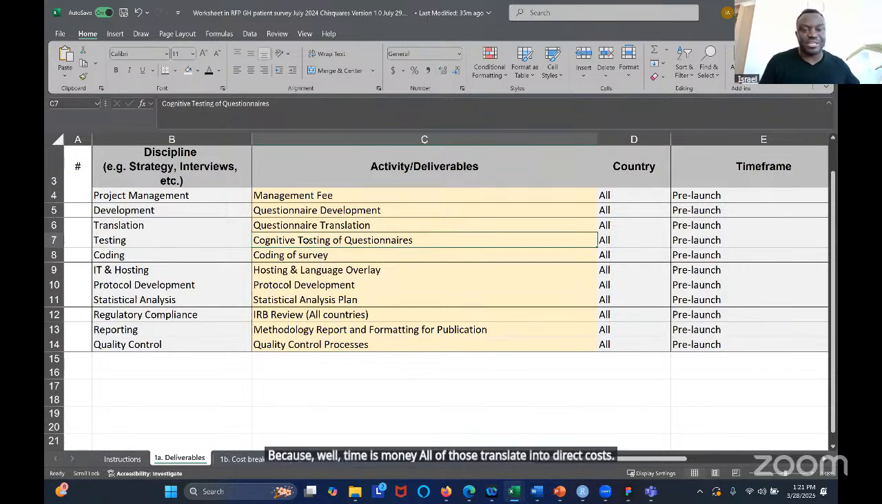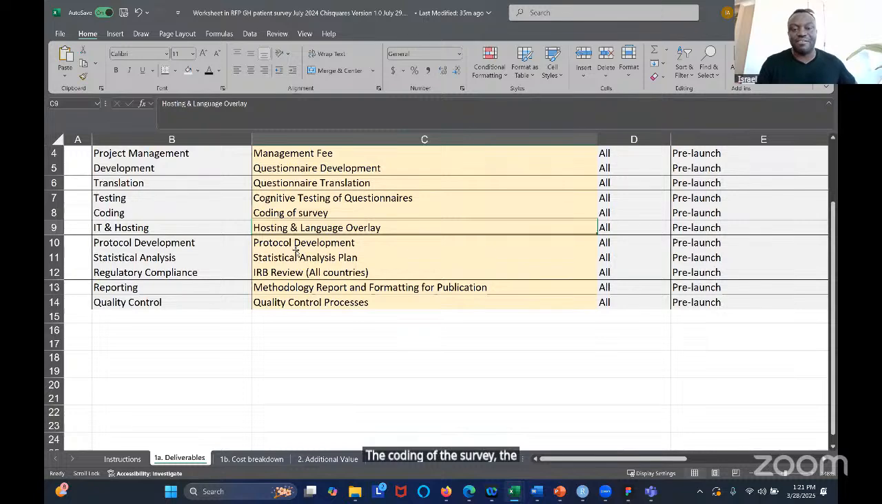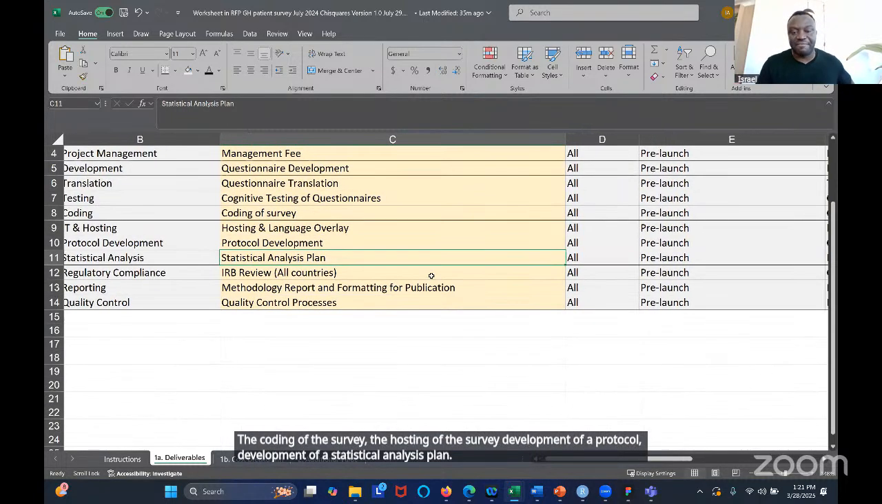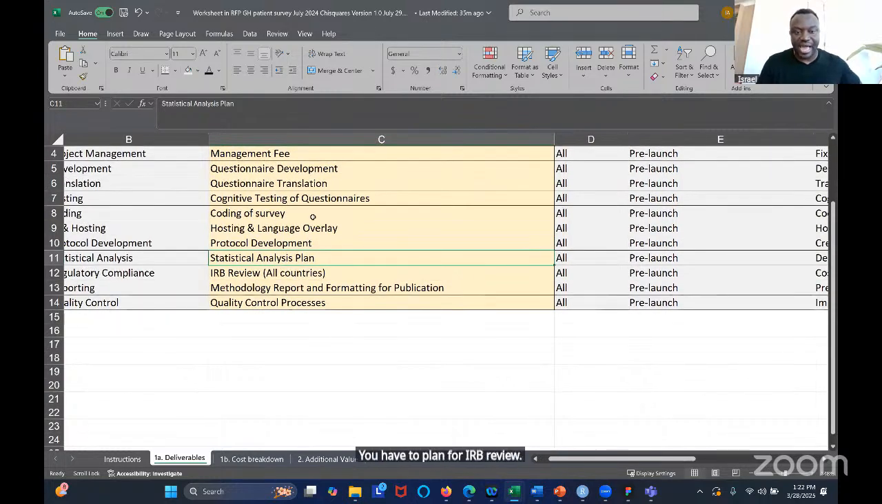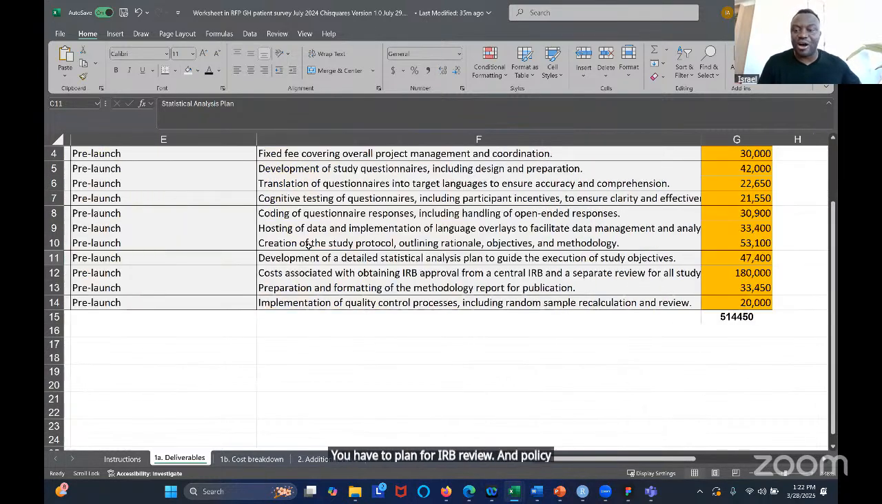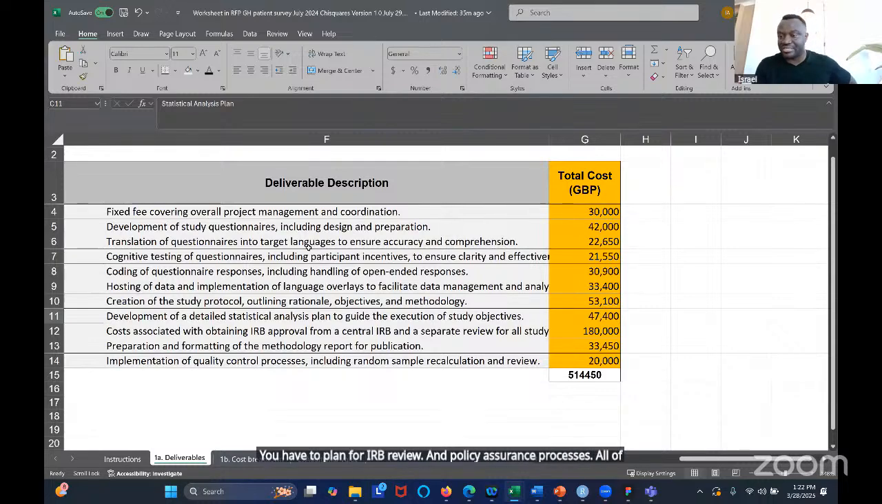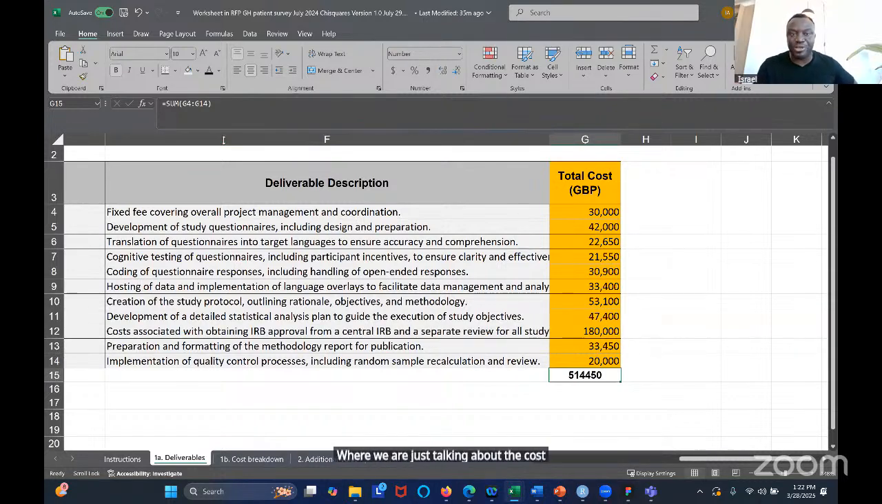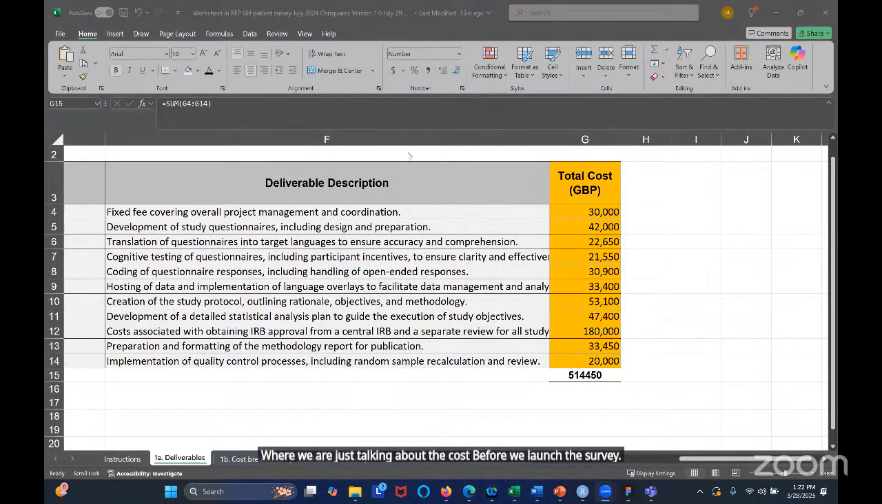The coding of a survey, the hosting of a survey, development of a protocol, development of a statistical analysis plan. You have to plan for IRB review and quality assurance processes. All of those things are serious costs, right? So this is just even for a pre-launch survey, where we are just talking about the costs before we launch the survey. You can see that we have racked up quite a series of costs here.